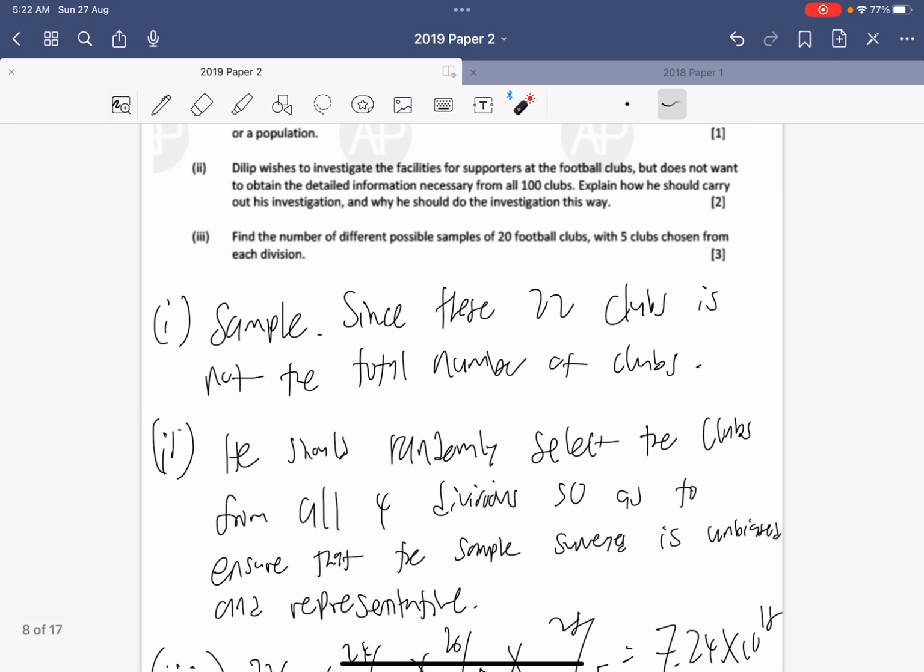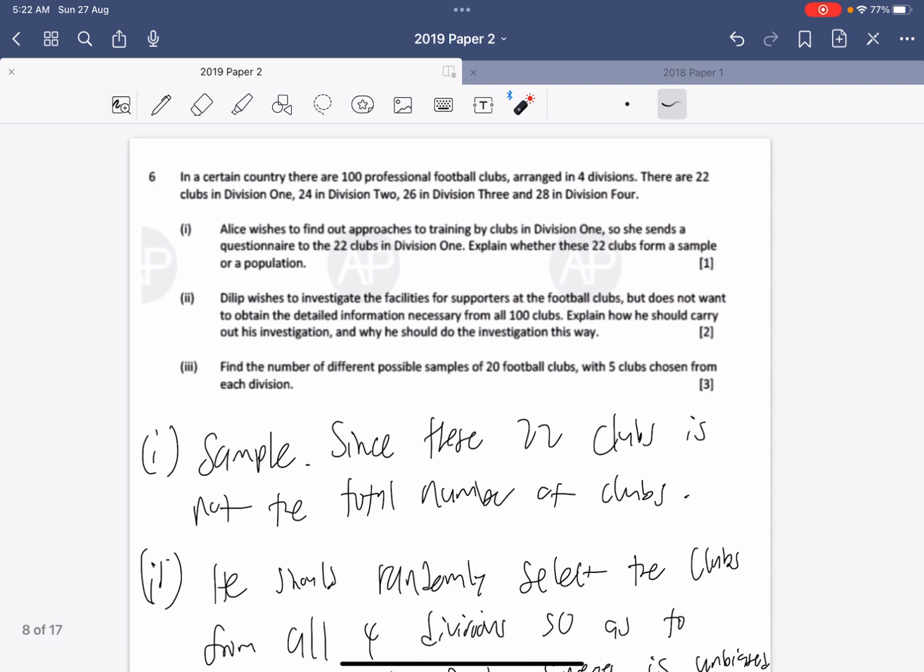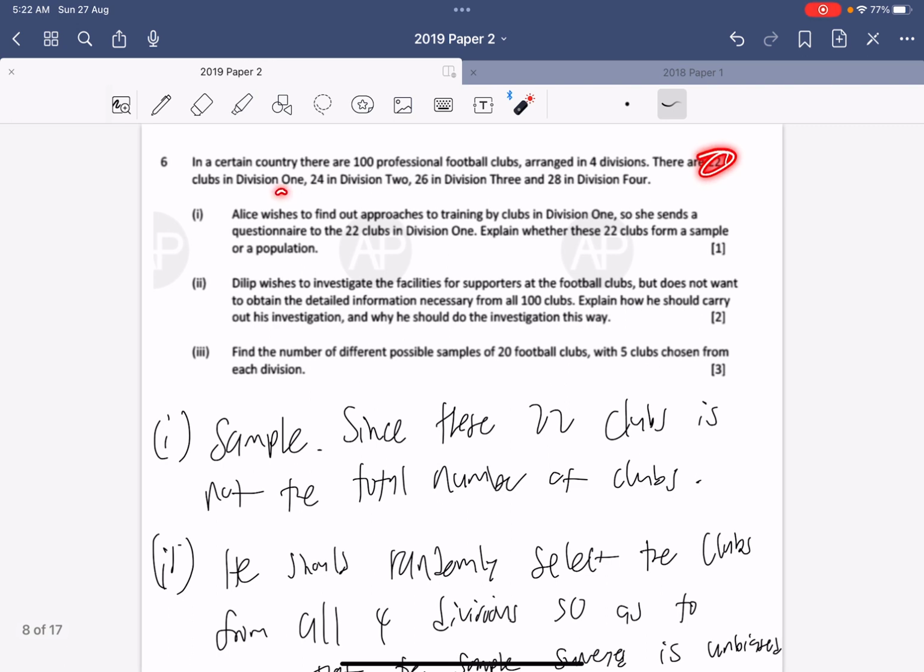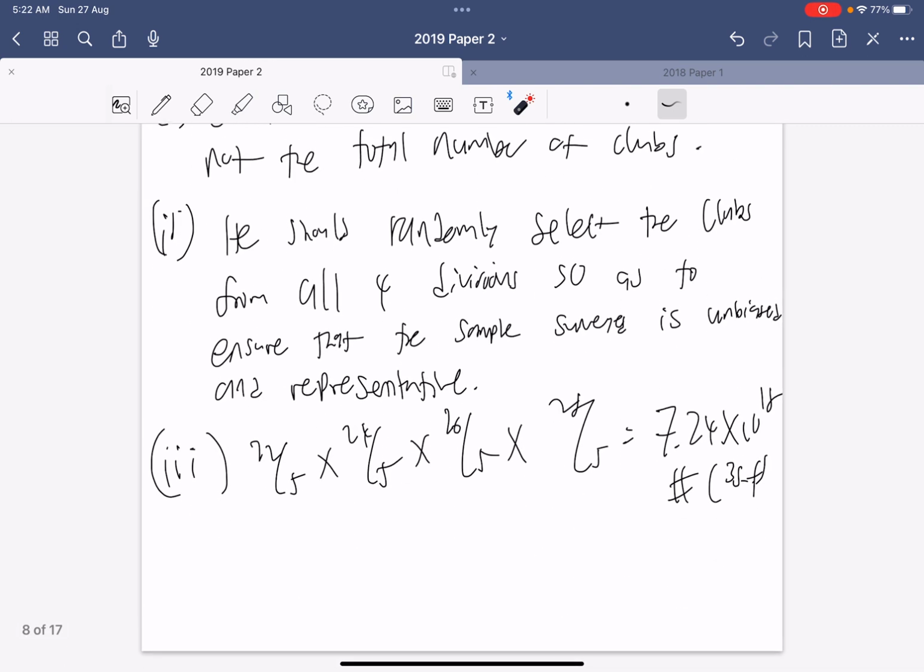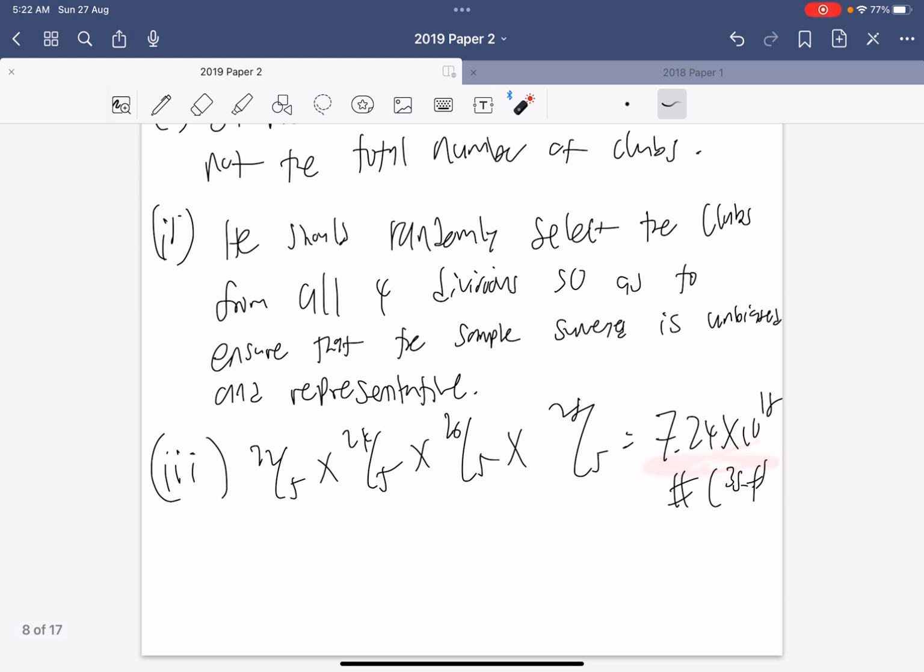And the last part is to find the number of different samples of 20 football clubs with 5 from each division. Well, that's just 22 choose 5 times 24 choose 5 times 26 choose 5 times 28 choose 5. Then you get some value, which is 7.24 times 10 to the power 18 to 3 significant figures.